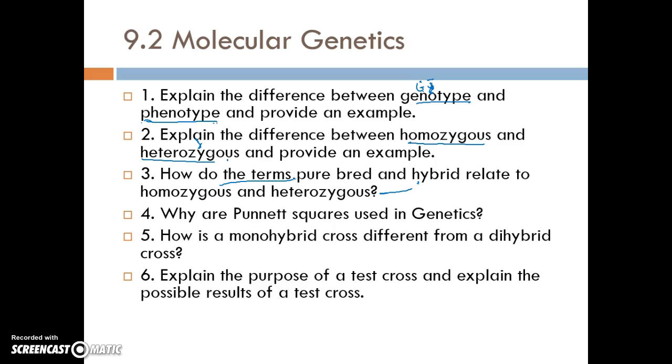The possible results of a test cross: if you have a purebred for your trait, a purebred dominant, all of the offspring are going to show the dominant phenotype. If you have a heterozygous individual that you crossed with your recessive, you'll see some of the recessive phenotype show up in the offspring.